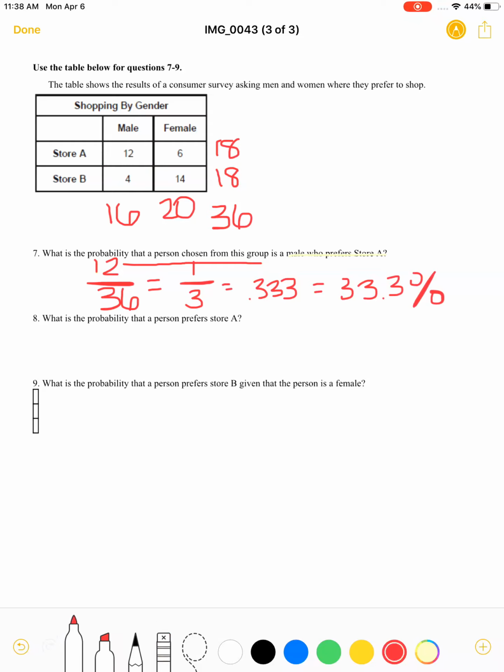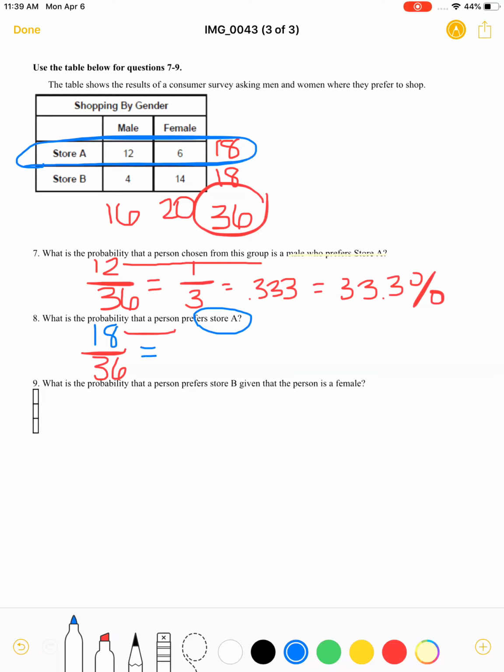What is the probability that a person prefers store A? Again, what is the probability that a person, any person who took the survey, so our sample is going to be the total, again, 36 total people took that survey. Of those 36, we want to know how many people said they preferred store A. So here are all the people who said they preferred store A, 18 total people. So 18 out of the 36 said, yes, we prefer store A. And I'm assuming that's probably going to be like Target or something like that. So store A, 18 over 36, we reduce, that's a half, 0.5, 50%. There we go. All right.